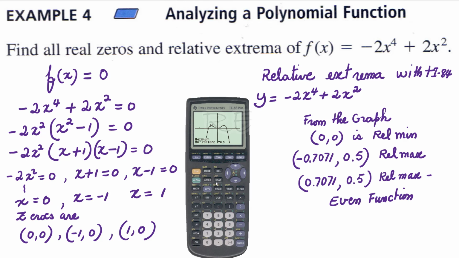We will go to second function, calculate, maximum is 4. We're going to move the cursor past the minimum and near the second maximum, left bound, then pass the second maximum, click enter, right bound, and enter again. Here we go. The second maximum is x = 0.7071, and y is equal to 1/2.